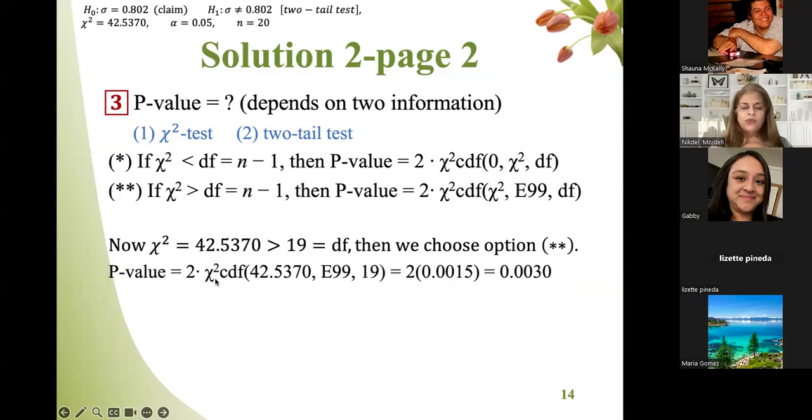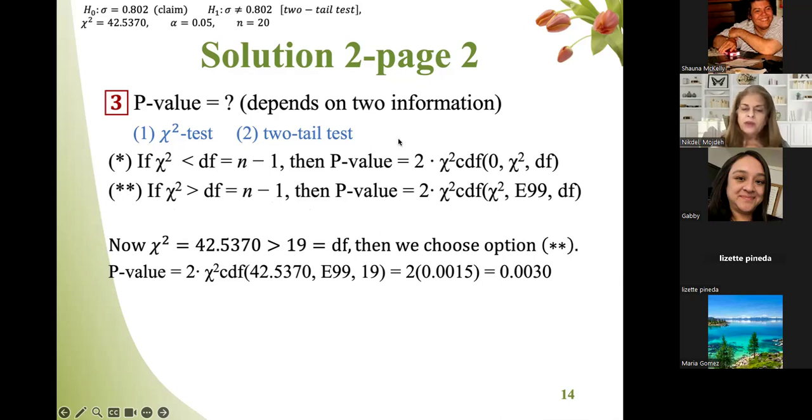So p-value is 2 times the chi-square CDF of the right tail. Your left bound is your test value, right bound positive infinity, degree of freedom 19. So you end up with 0.0015. That's the area of the right tail. Then I multiply it by 2, I end up with 0.0030. So my test value, 42.5370, was larger than degree of freedom, 19.